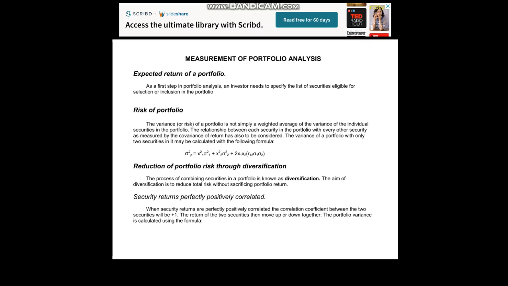Security returns perfectly positively correlated. When security returns are perfectly positively correlated, the correlation coefficient between the two securities will be +1. The returns of the two securities then move up or down together. The portfolio variance is calculated using the formula.